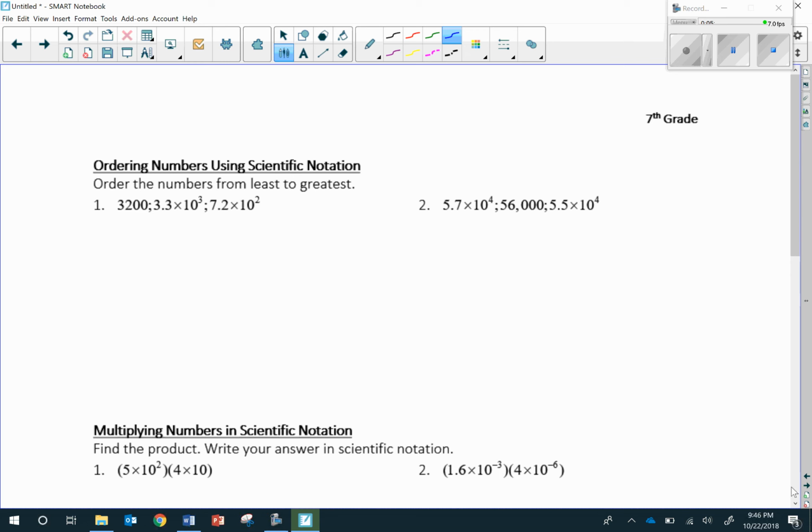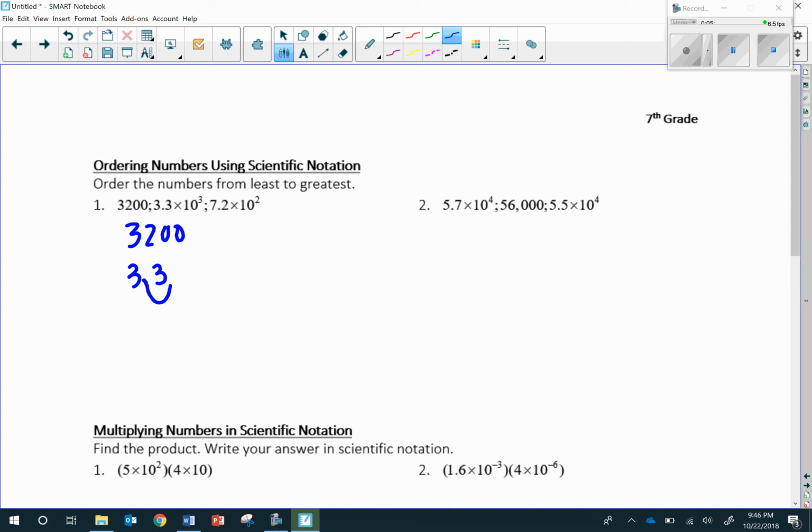All right, in the next section, we're going to talk about how to order numbers using scientific notation. And as always, we want to pay attention to how they want us to order them. And they're asking us to go from least to greatest. So our first number is written in standard form for us. So we have 3,200. Our second number, we have 3.3 times 10 to the third.